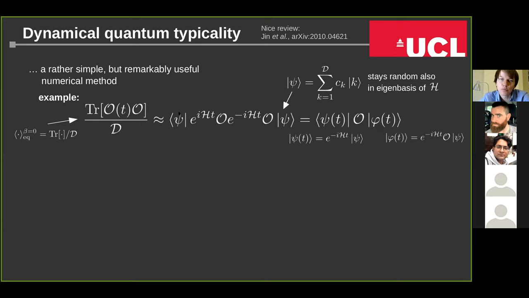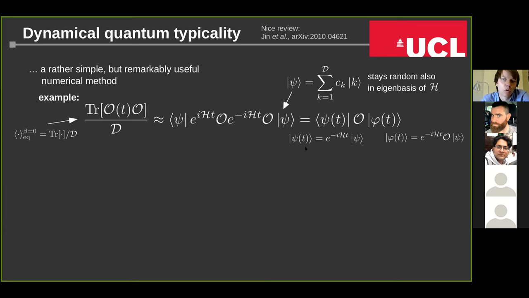And here I've written out explicitly the time dependence of the operator in the Heisenberg picture. Now I can rewrite this once more by introducing these two pure states, psi of t, which is just the time evolved state, the time evolved random state, and phi of t, which looks almost the same, but there's just this additional operator O. So you might now ask, what do I gain from this rewriting?